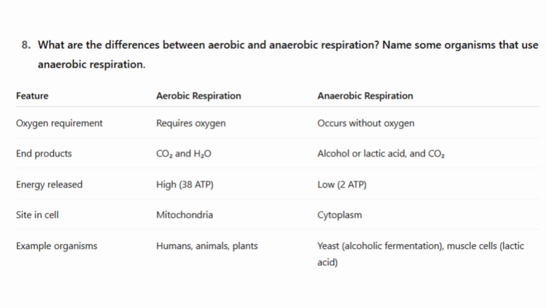What are the differences between aerobic and anaerobic respiration? Name some organisms that use anaerobic respiration. Feature: aerobic respiration, anaerobic respiration. Oxygen requirement: requires oxygen, occurs without oxygen. End product: CO2 and H2O, alcohol or lactic acid and CO2. Energy released: high, 38 ATP; low, 2 ATP. Site in cell: mitochondria, cytoplasm. Example organisms: humans, animals, plants; yeast, alcoholic fermentation, muscle cells, lactic acid.